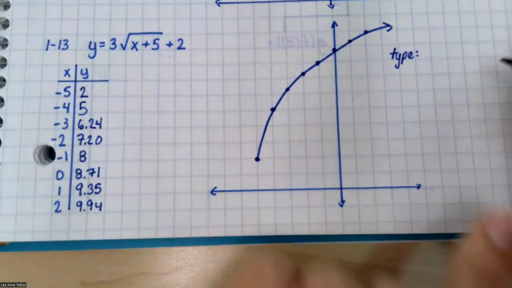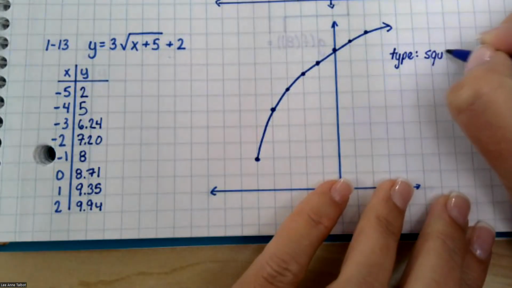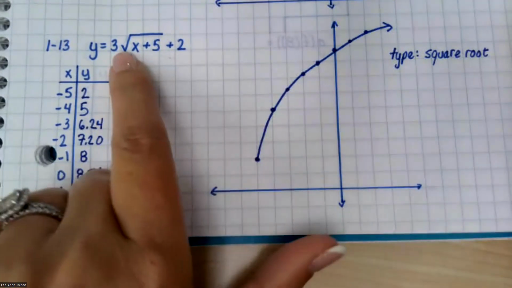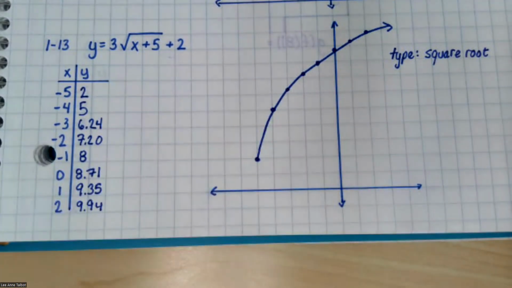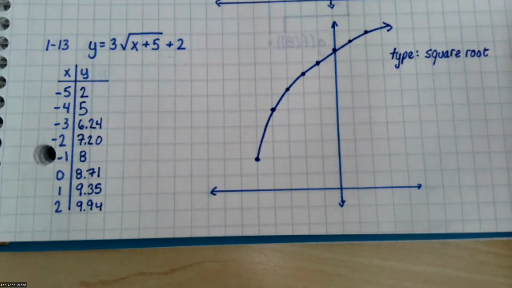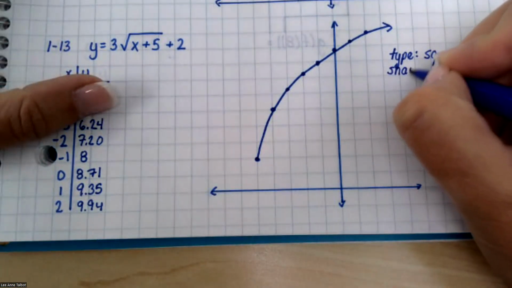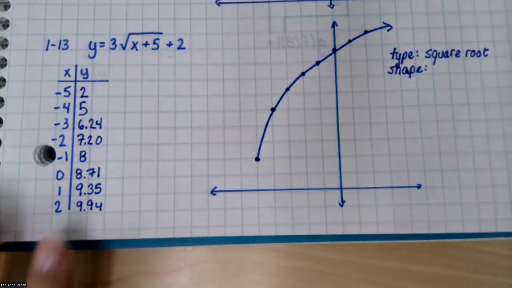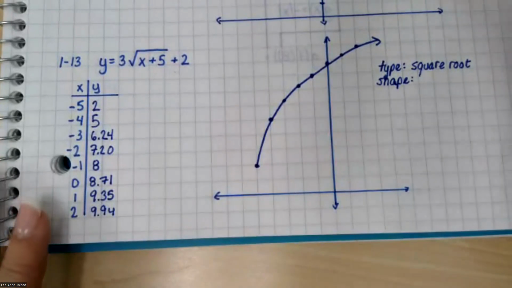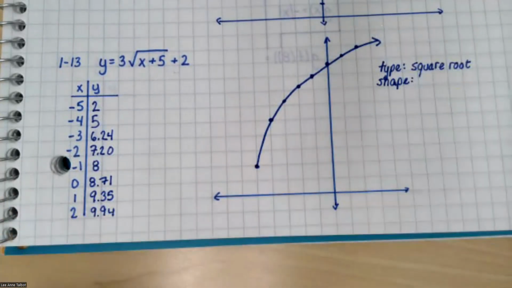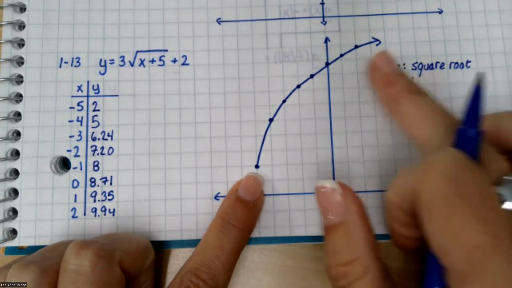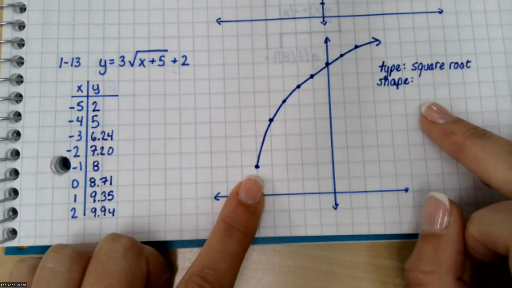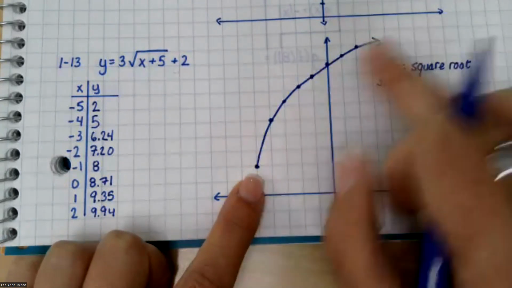The type of graph is called a square root. You can tell what type it is because it's got a square root in it. Okay. Shape. Square root graphs all have the same shape. And if I were to flip this down here, if that were to work, it would be a parabola. You guys remember what a parabola is? However, the parabola fell on its side.